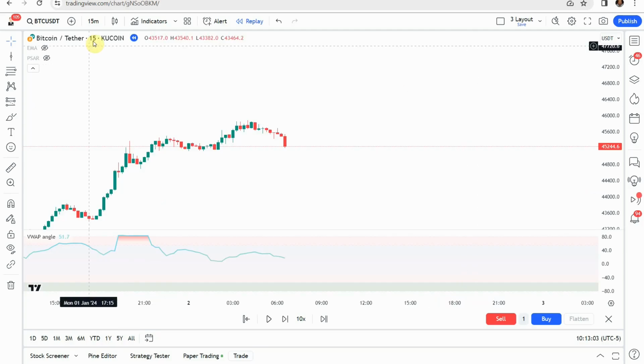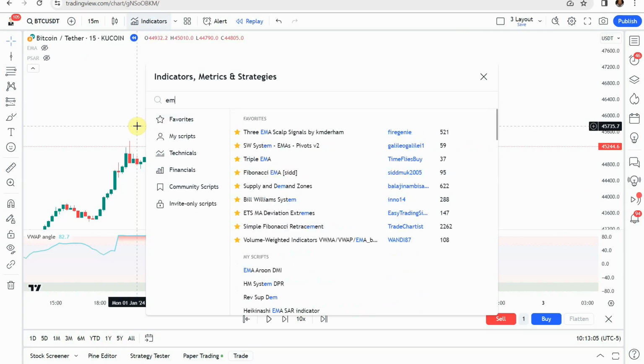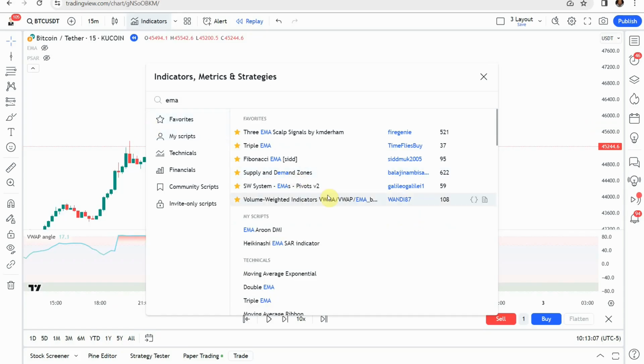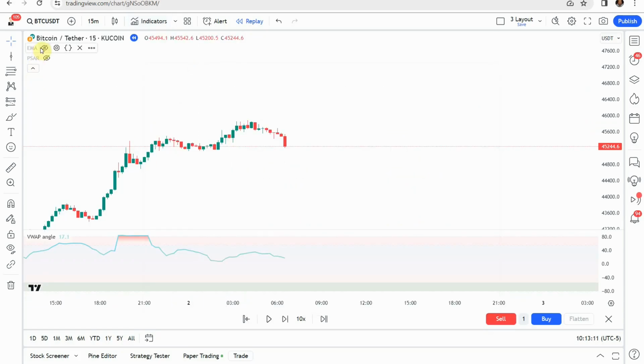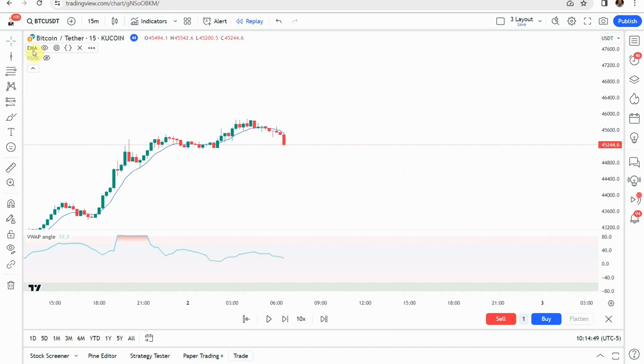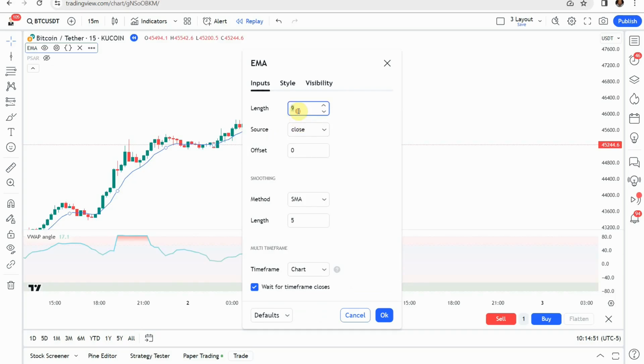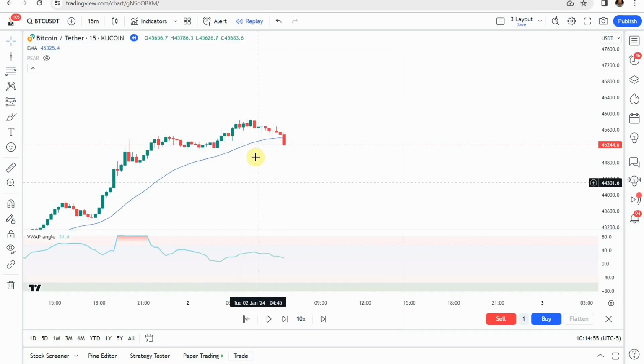The second indicator you will add to the screen is going to be an EMA, so just a standard exponential moving average, and of course it will look like this right here. And you'll go into the settings and you will change this to a 30 period, like so.